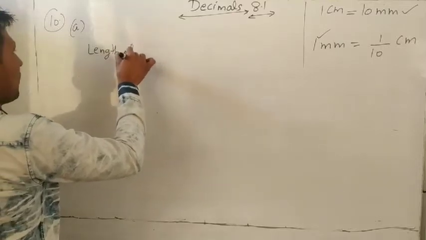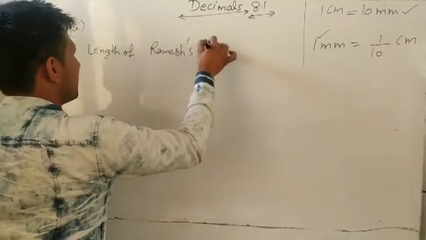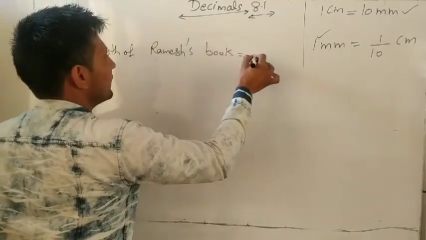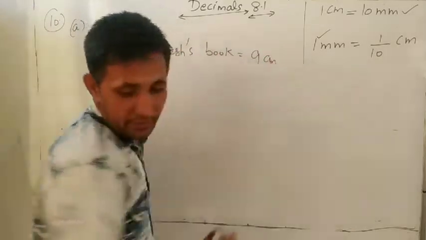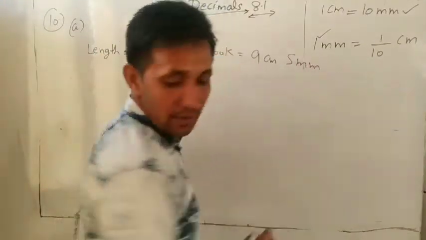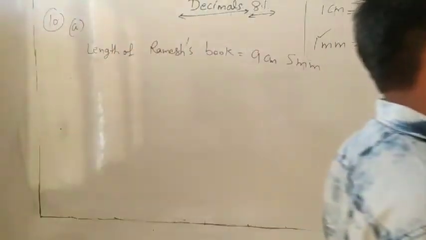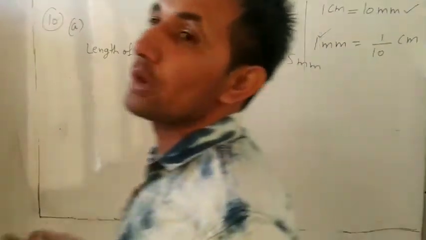Length of Ramesh's book. How much is given? 9 centimeter and 5 mm. Next, what will its length be in centimeter? So you can find it in centimeter.